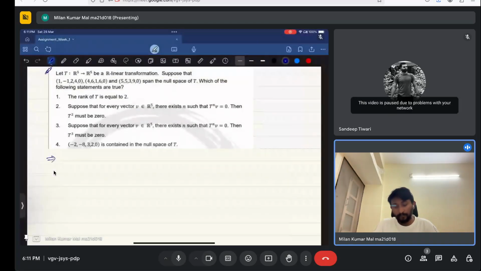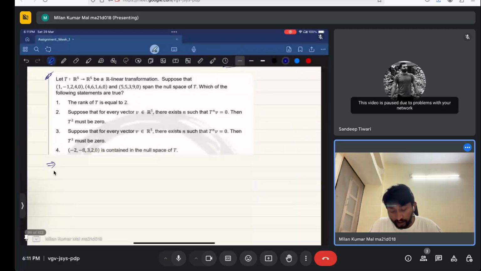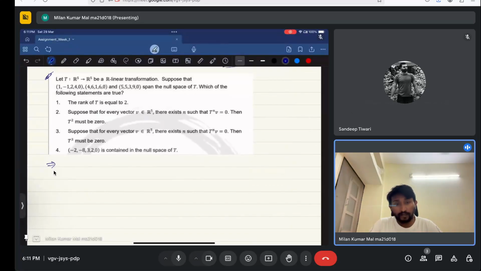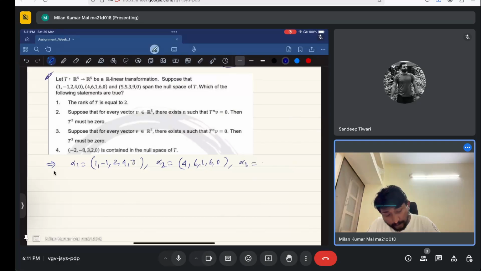So let's do this problem. It says: let T be a linear operator from R^5 to R^5. This is an R-linear transformation, that means a linear operator over the vector space R^5, and the field is R here. Suppose that these vectors, alpha 1 = (1, -1, 2, 4, 0), alpha 2 = (4, 6, 1, 6, 0), and alpha 3 = (5, 5, 3, 9, 0), these three vectors span the null space of T.